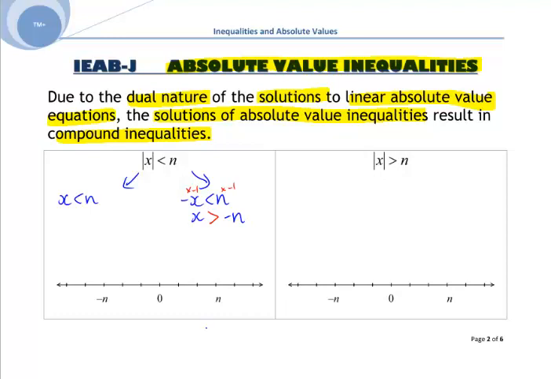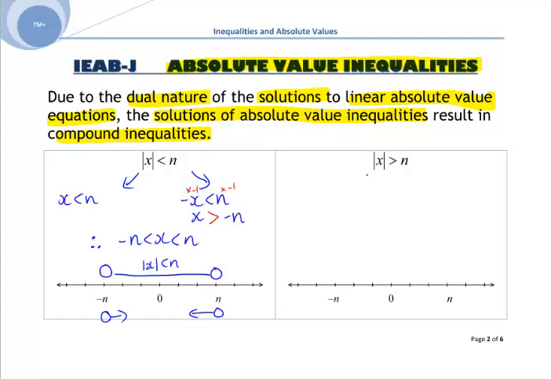Now we need to see whether we need to combine the solution. So x is less than n, so I'm just going to do each individual one underneath. x is greater than negative n. Okay, so what I have is the combination. So this is the absolute value of x is less than n. So my solution I can write as negative n is less than x, which is less than n.